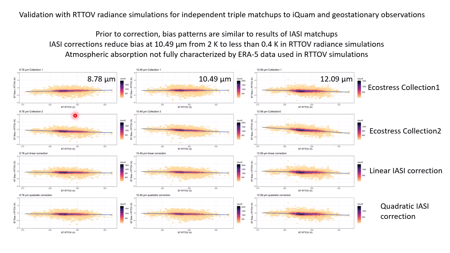The ECOSTRESS Collection 2 data have approximately a 0 average cold bias, but an increased temperature dependence of that bias, especially at 12 microns. And our IASI corrections reduce that cold bias to less than 0.5 K. It's not quite as much of a reduction as we saw in the CrIS validation, but the atmospheric absorption is not fully characterized by the ERA5 reanalysis data used in the simulation. So overall, this validation is consistent with the validation that we had from CrIS.